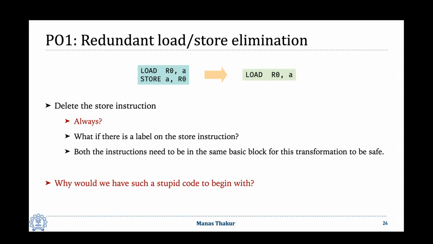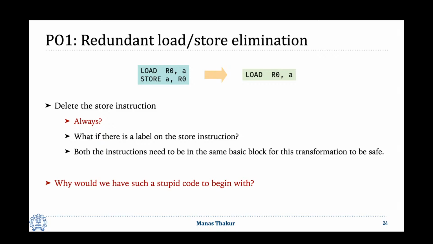One may ask, why would this code come in the first place? Yes, because now this is the state of the code, right? So you are answering my question partly. Why would we have such a stupid code to begin with? The programmer did not write such a stupid code. The code generator, even with a simple one-to-one mapping, will probably not generate this stupid code, but maybe some other pass, as you said, there were other instructions in between these two, and some pass deleted those instructions or moved them somewhere else, which had no dependence on these.